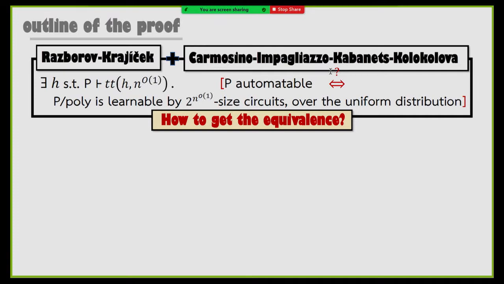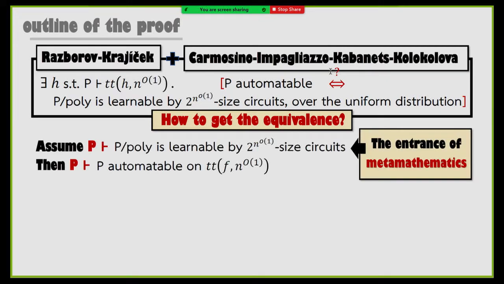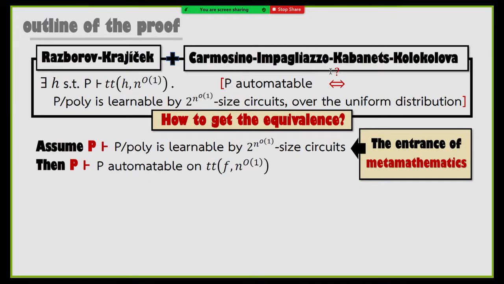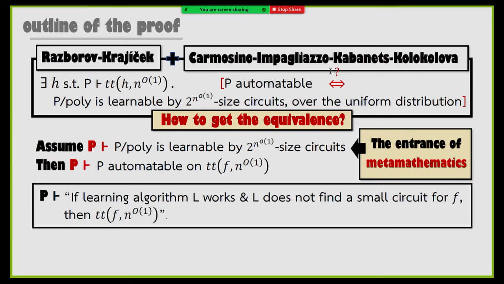So the way we deal with it is that we introduce this extra mathematical level, and now I claim that if you assume in addition that the proof system P proves efficiently that p-poly is learnable, then you can conclude that proof system P proves that P is automatable on tautologies encoding circuit lower bounds. And the way you do it is by formalizing the following simple argument in the proof system P.